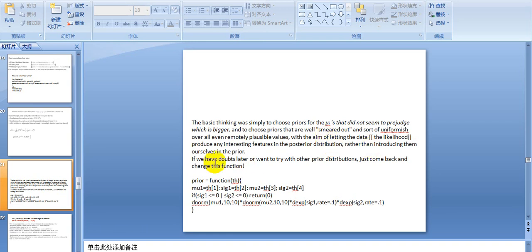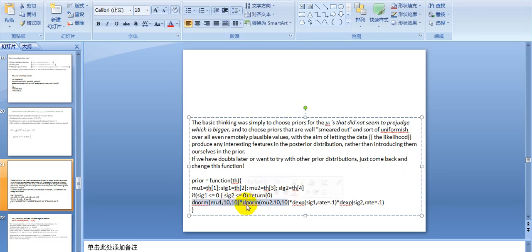Okay? So if we have doubts later or want to try other prior distributions, just come back and change this function. You just change those values and rerun our code, and you get everything.